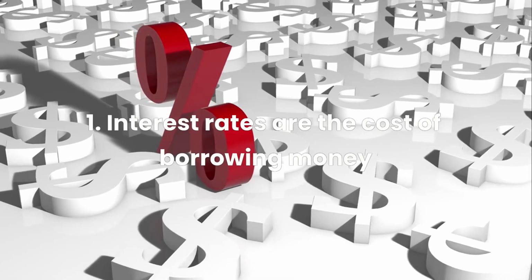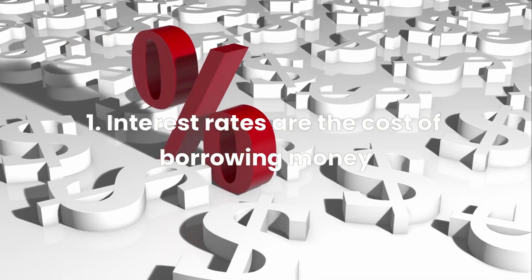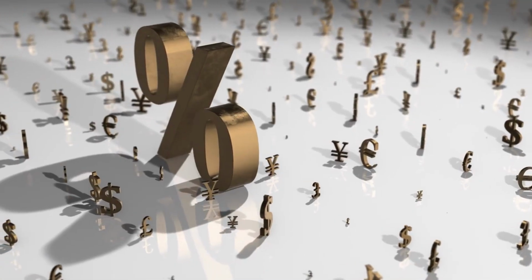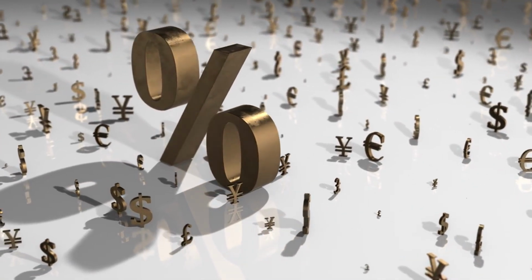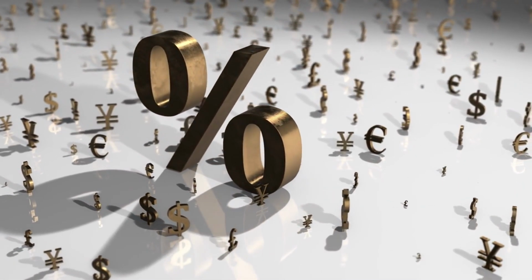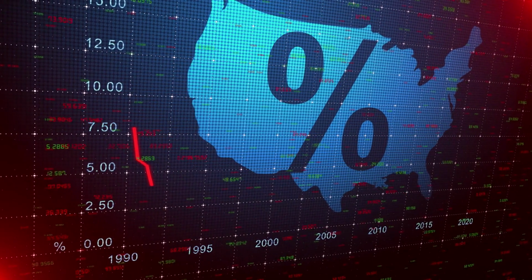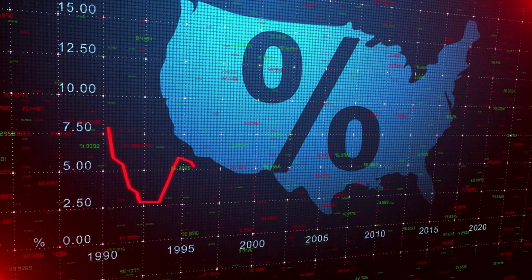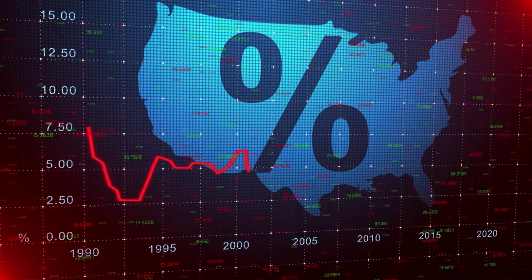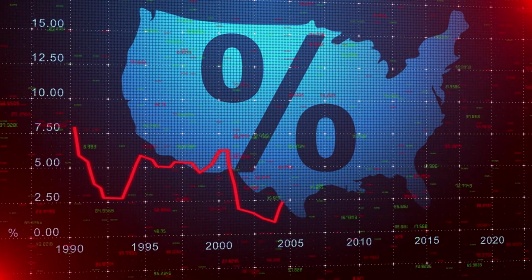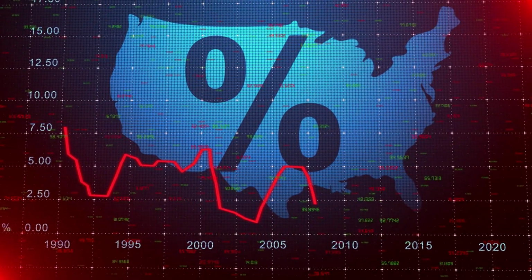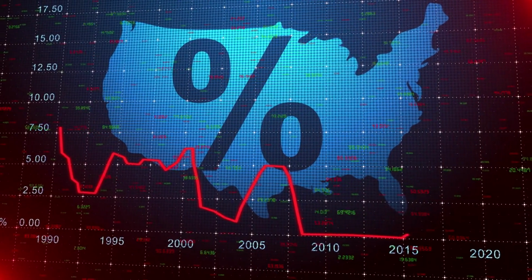1. Interest rates are the cost of borrowing money. At its simplest, an interest rate is the price you pay to borrow money, or the return you earn when you lend money. Banks, businesses, and governments all borrow money by paying interest. When interest rates go up, borrowing becomes more expensive. When rates go down, borrowing is cheaper.